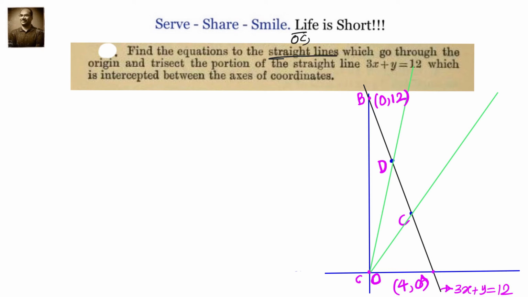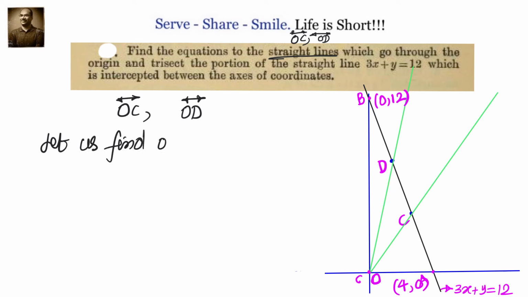Now if you remember the section formula dividing the line segment from 10th grade, then this is pretty much over, because we know the coordinates of A and B. We just need to find out the coordinates of C and D. Once we know C and D coordinates, we know the origin is 0 comma 0, so we can easily form the equation of the lines OC and OD. First let's find out the coordinates of C and D. For that we will be using the section formula. Now C divides AB in the ratio 1:2, whereas D divides AB in the ratio 2:1.